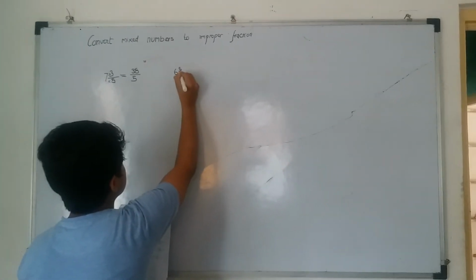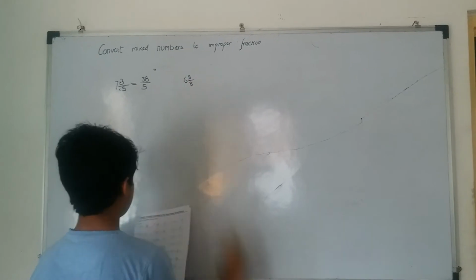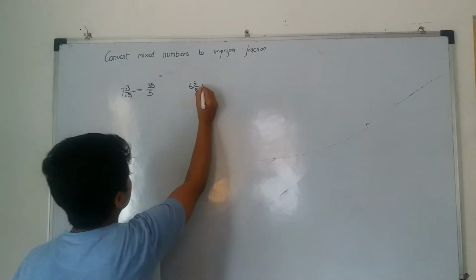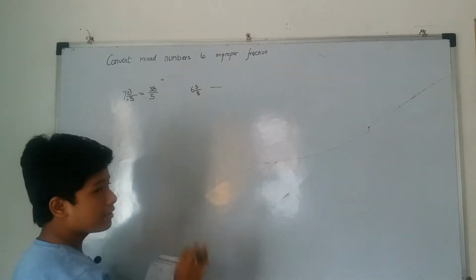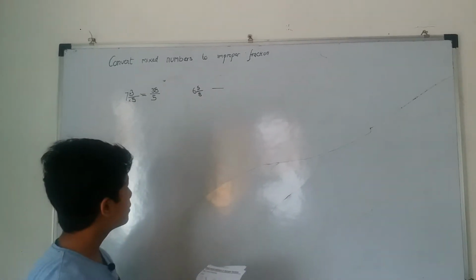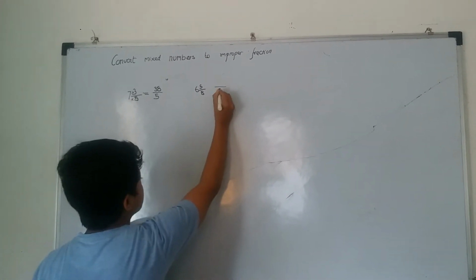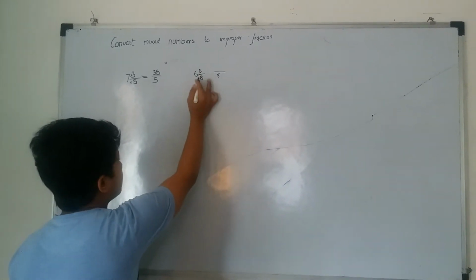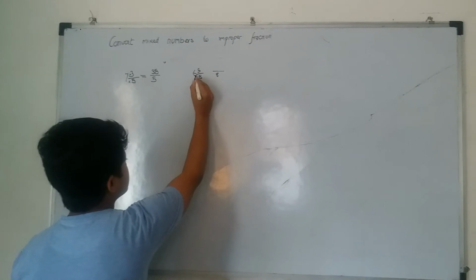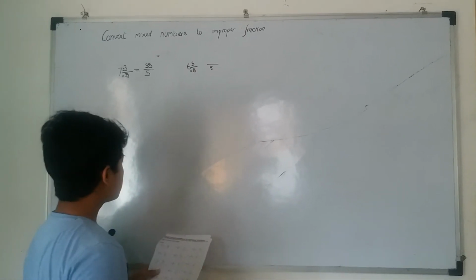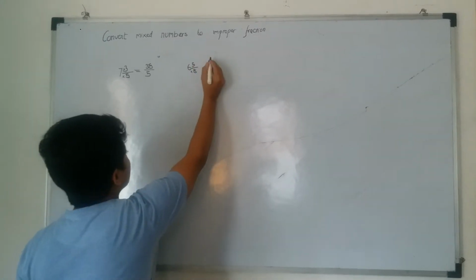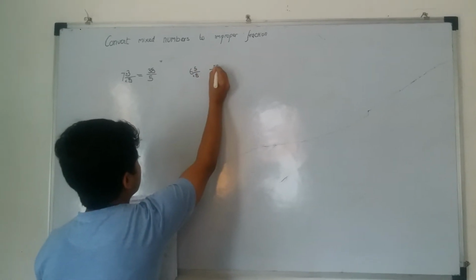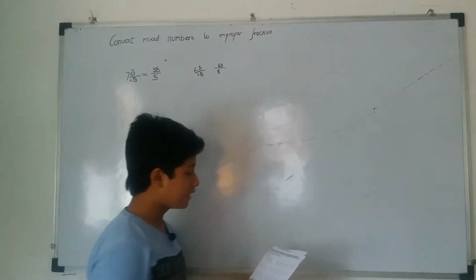Next question is 6 5 upon 8. In this question, the denominator is always given in every mixed number, so we have to write it as it is, 8. Then 6, 8 and 5. In this question we also do the same. 6 into 8 equals 48, and plus 5 equals 53. This is our second question done.